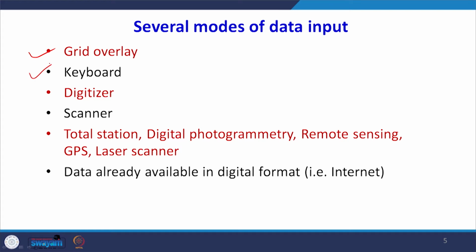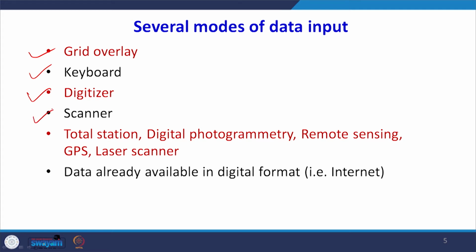Then keyboard entry. Alphanumerical and other characters are used. You can use the keyboard to enter the data, and nowadays also a lot of attribute data is entered through the keyboard. The third one is the digitizer. If the data is not available in the form of digital maps, then the digitizer is required. We can convert those paper maps first of all into vector maps.